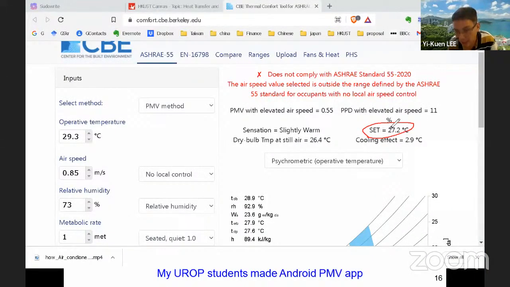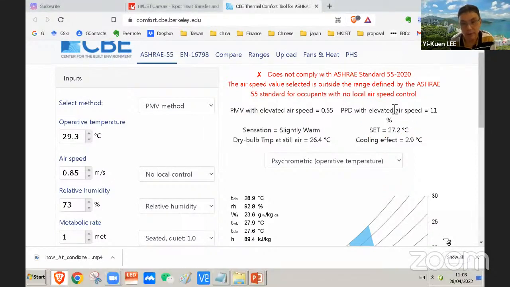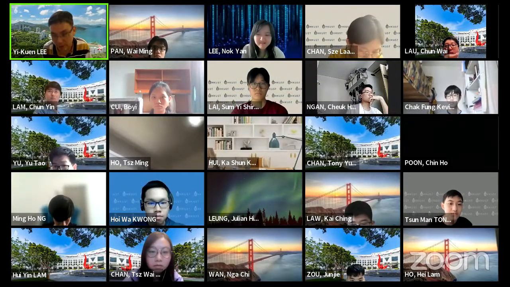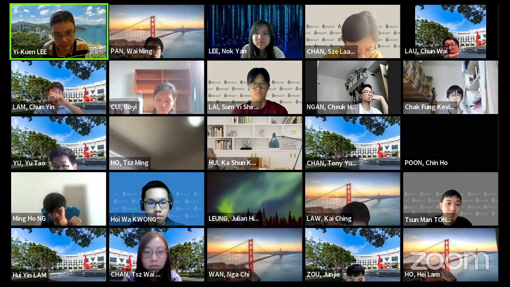SET is another type of human thermal comfort index. As I told you, there's a long list of different ones. But anyway, as I told you, this topic turns out to be non-trivial. It's non-trivial.